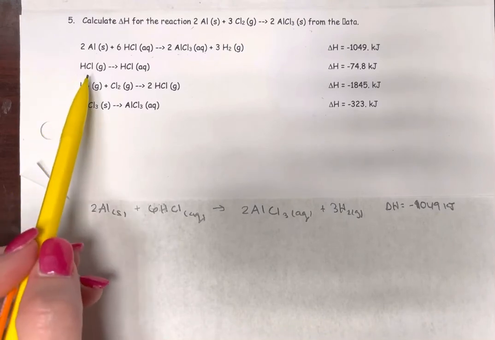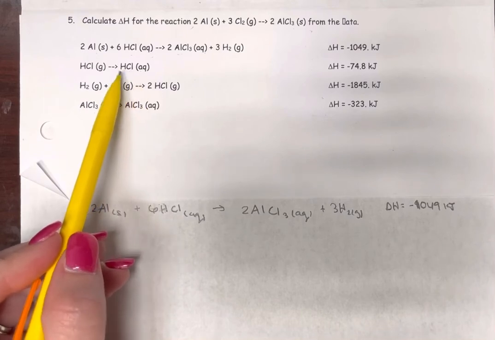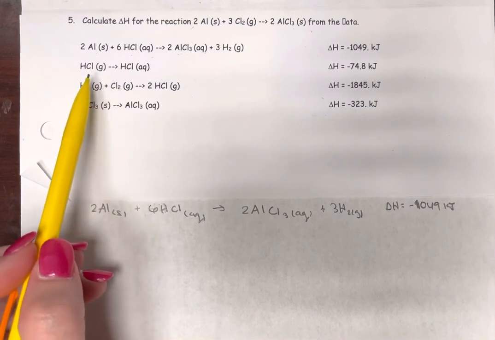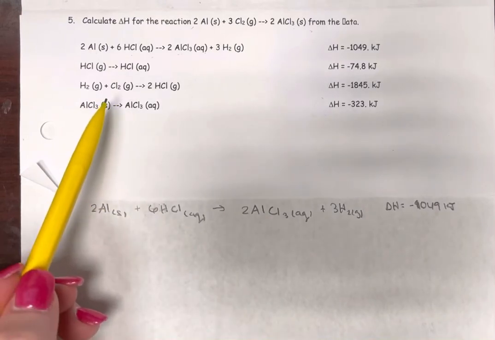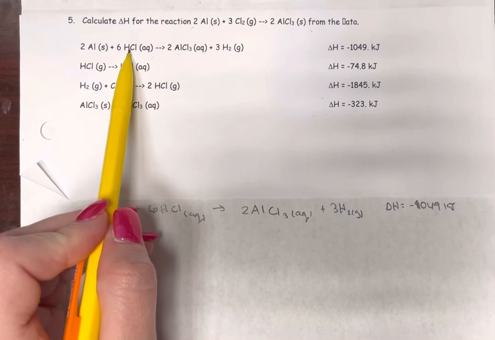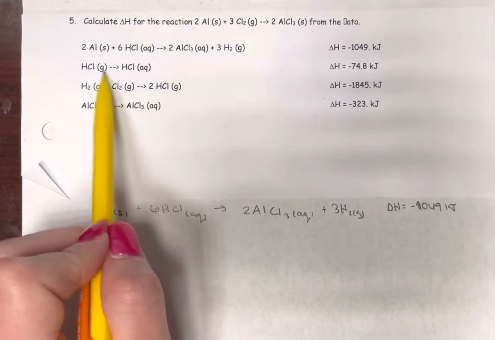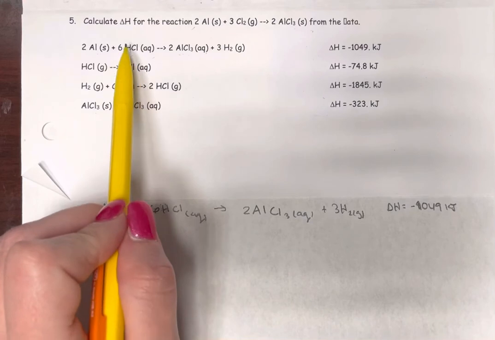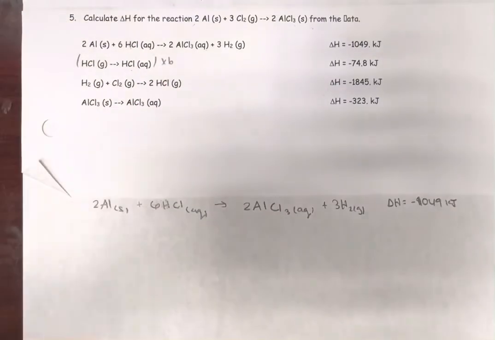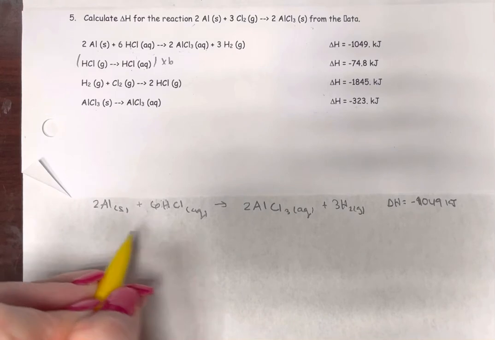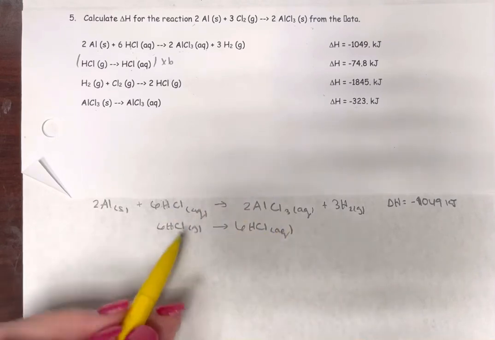Okay, next. HCl gas to HCl aqueous. I'm not entirely sure what to do with that yet, but it's not anywhere in the target, is it? So notice though that HCl aqueous is here and here. So it's not in the target. So we need to get rid of it. So if I want to cancel it, I want it here on the reactant side. So here I need it on the product side, but I have six of them. So let's multiply this by six. So that gives me six HCl gas and 6HCl aqueous.